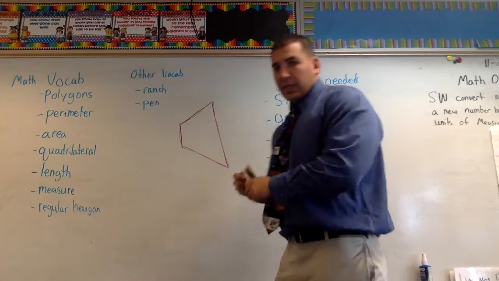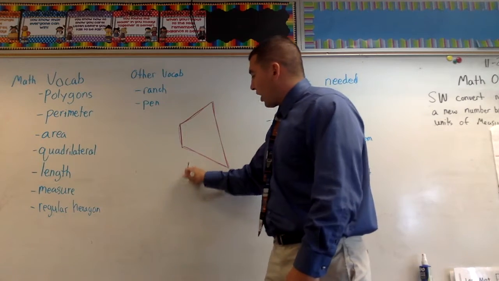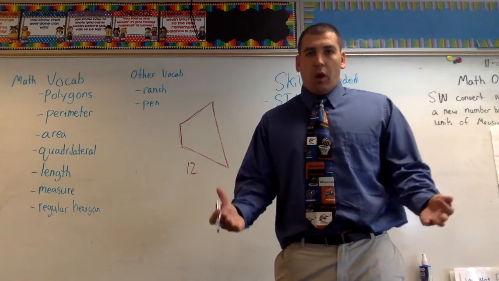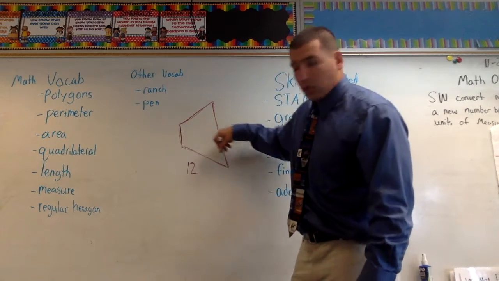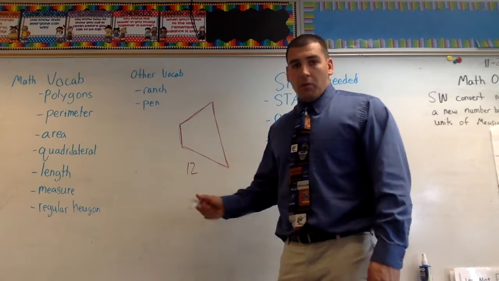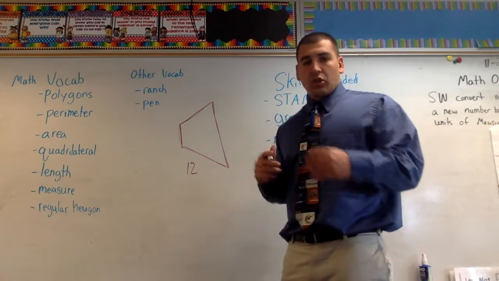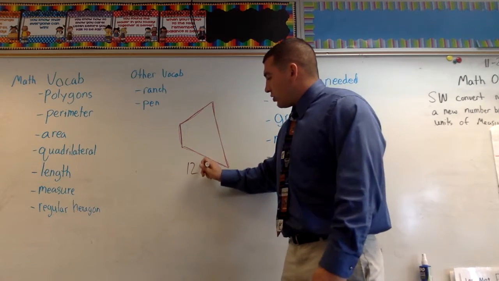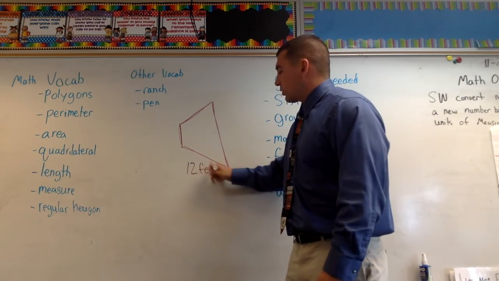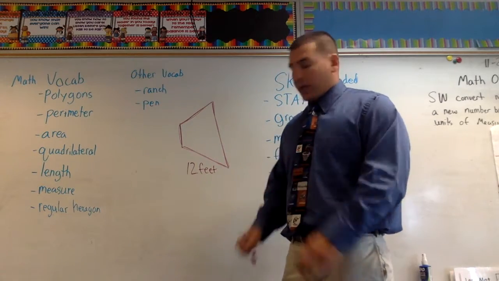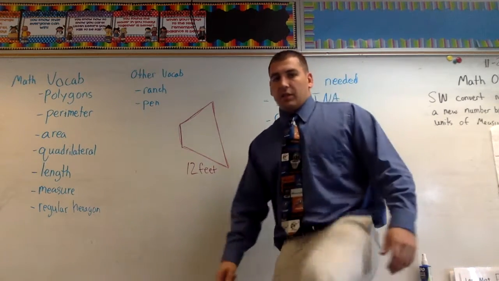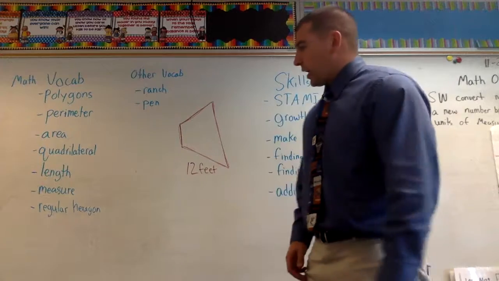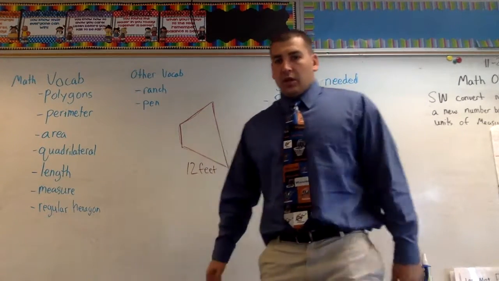If we're measuring this here, and it's 12 what? Is it 12 chickens long? Is it 12 milkshakes long? 12 inches long? 12 feet? 12 miles? You have to put your units. And you might need to put the word feet. You're going to see that later, feet, and it doesn't mean these feet. It means like a ruler foot.